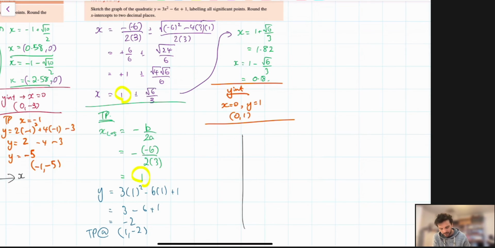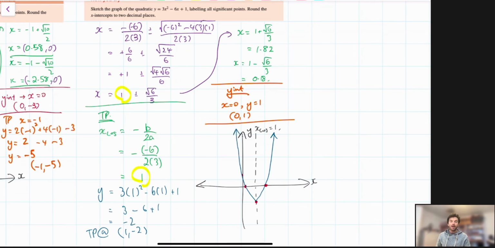We'll draw out our sketch. Line of symmetry is at positive 1. And then we've got our intercepts, 0.18 and 1.82. We've got our turning point at 1, negative 2. And we have a y-intercept at 0, 1. What we're going to do is just basically sketch a line out of this.